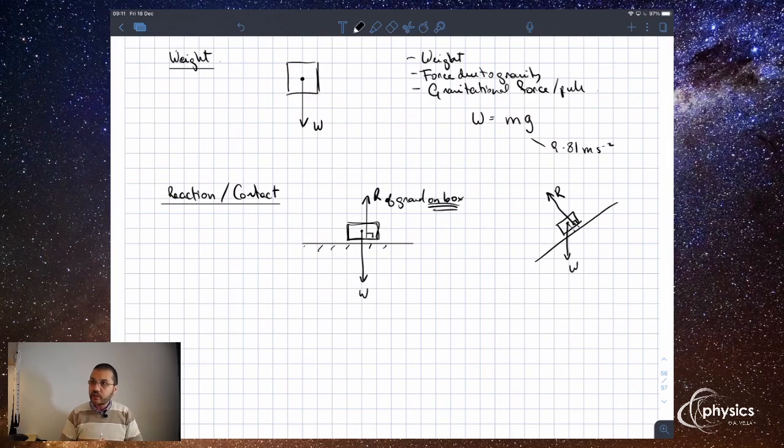The reaction is not always equal to the weight. Alright? It's not always equal to the weight. Sometimes it is equal to the weight, but it's not always equal to the weight. In fact, the reaction force and the weight are not a Newton third law pair.